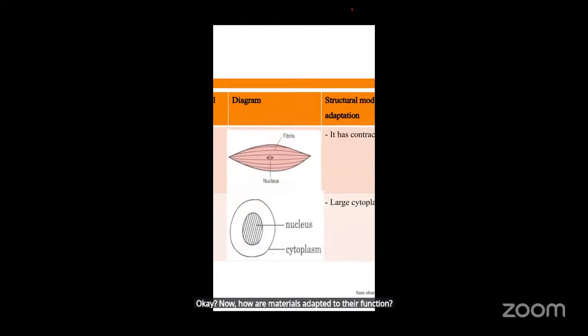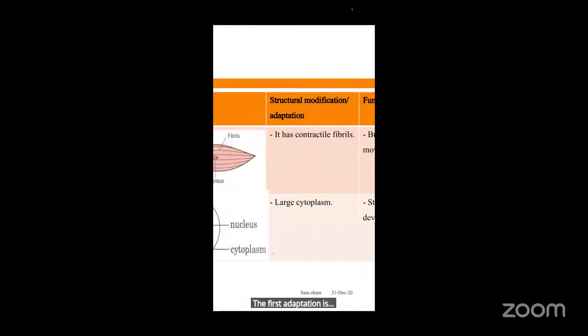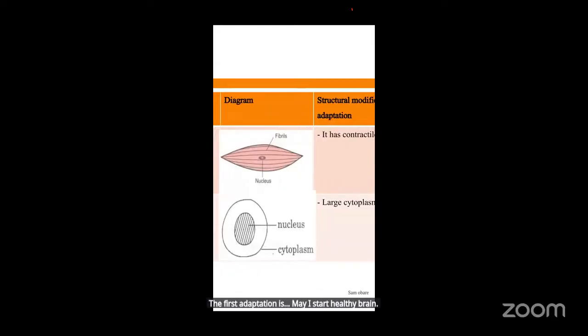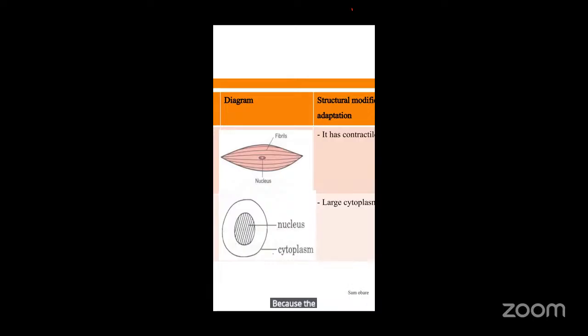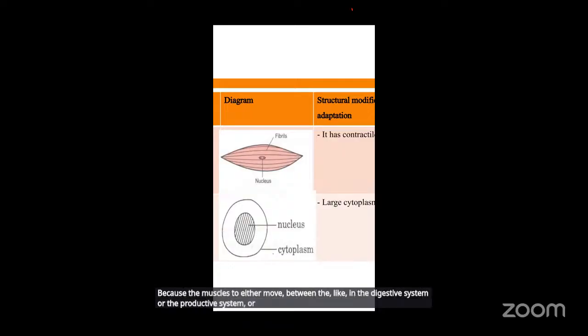The first adaptation is they have contractile fibrils. If you look at the illustration here, you'll see the fibrils. Contractile fibrils are basically those structures found inside the muscles that will contract and relax, because the muscles need to either move, if it is in the digestive system or reproductive system, or to generate energy.